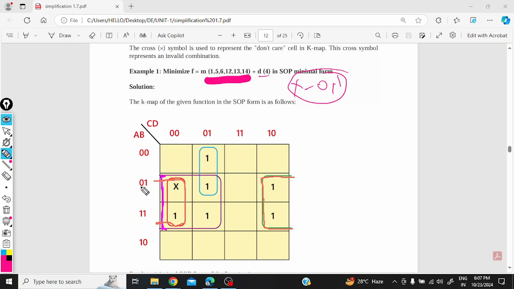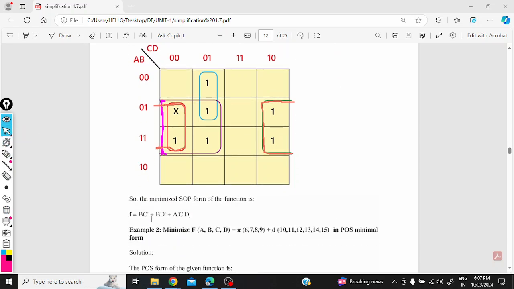So the value 4 means 0 1 double 0. This box value is 0 1 double 0, so I'm marking it with x, and all remaining min terms with 1. So I'm grouping. I can group x as it can take 0 or 1 value. If I'm considering it to be 1, this will be one group of 4, this will be the other group of 4, and this will be a group of 2. Using this I can get my minimized expression. Now if you see, this 4 ones is giving me b c bar, this 4 ones is giving me b d bar, and this particular 2 ones is giving me a bar c bar d as my minimized expression.